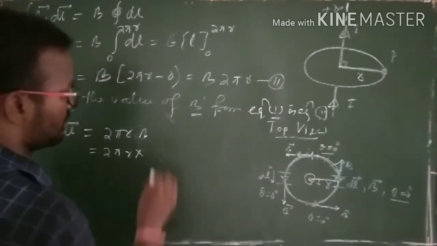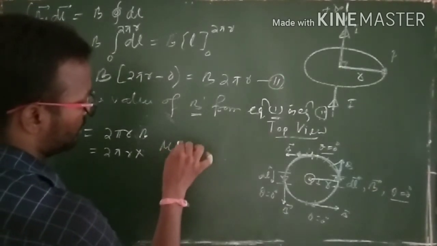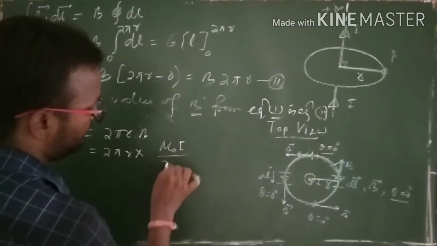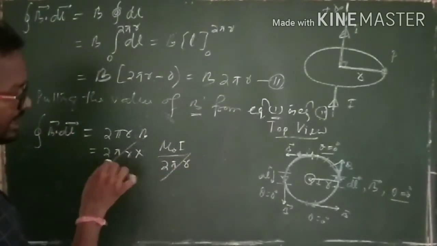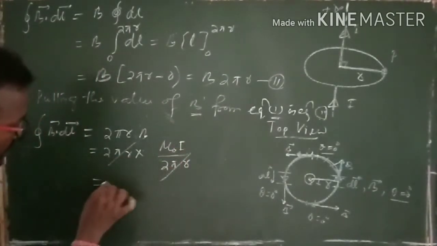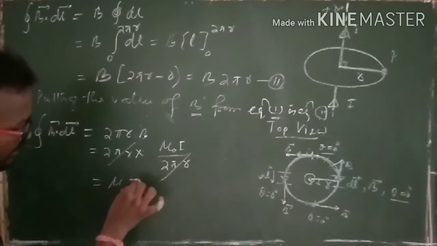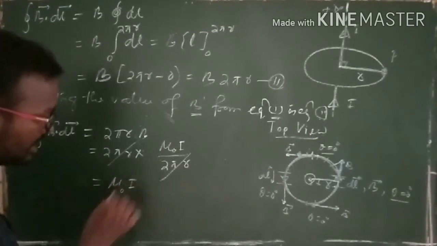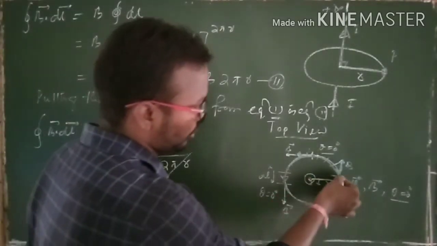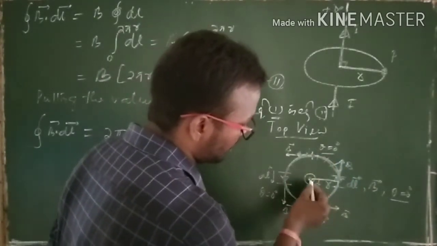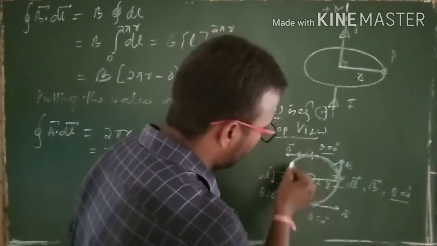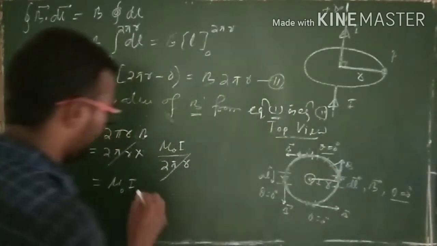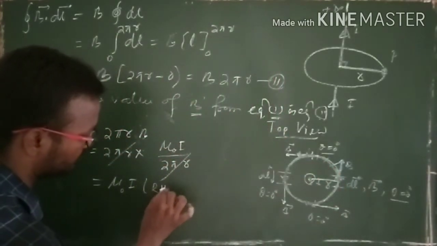What is B from equation 1? That is mu naught times I divided by 2 pi small r. Here 2 pi r cancels, so the remaining term is equal to mu naught times I. And what is I? I means the total current coming in the outward direction within the Amperian loop. Clear? And this is the RHS.